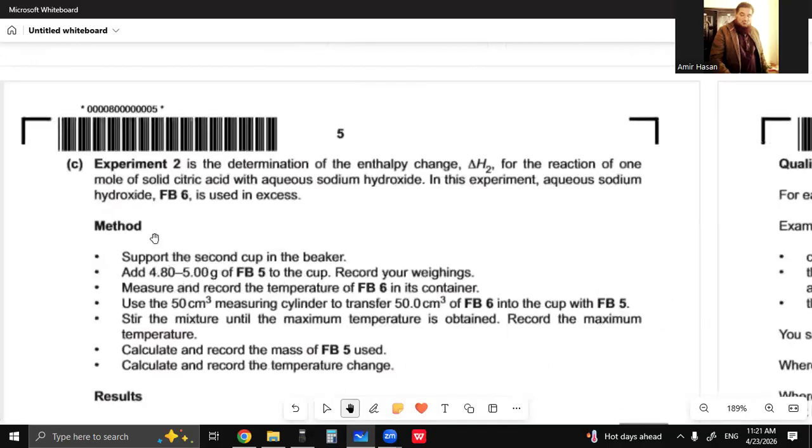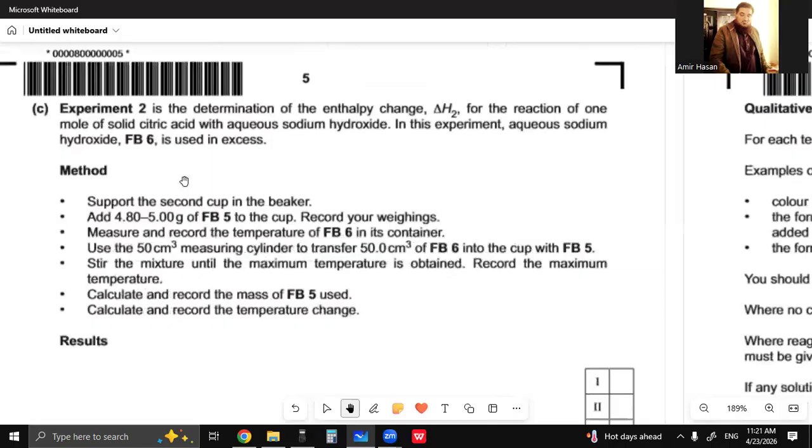Now I'm coming towards the C part. Experiment 2 is the determination of the enthalpy change delta H of the reaction of 1 mole of the solid citric acid with aqueous sodium hydroxide. In this experiment, aqueous sodium hydroxide, FB6. When we prepare aqueous sodium hydroxide, this is FB6.